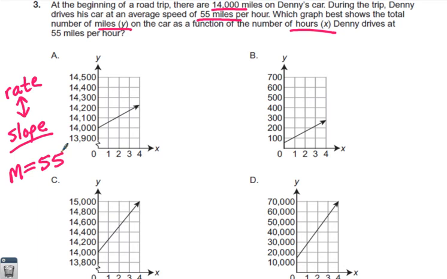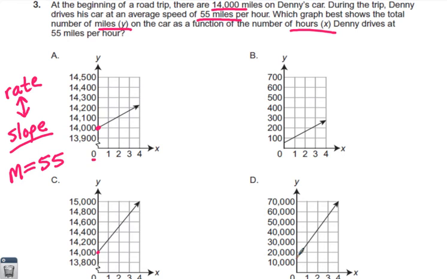Anyway, let's see here. So the fact that we are beginning at 14,000 miles means that at hour 0, we should already be, it's almost like having a y-intercept of 14,000. So choice A checks out. Choice C looks like it checks out, okay, for right now, where at 0 hours, we're already having a total miles of 14,000.